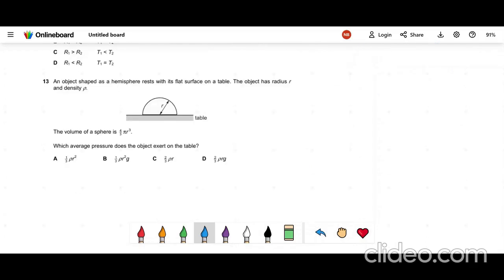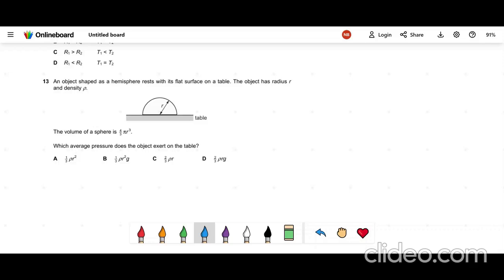Here, look at this. An object shaped as a hemisphere rests with its flat surface on the table. The object has radius r and density rho. The volume of the sphere is 4 by 3 pi r cubed. Which average pressure does the object exert on the table?